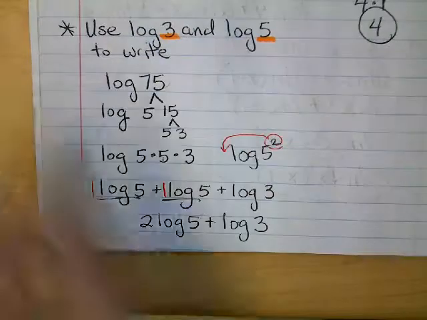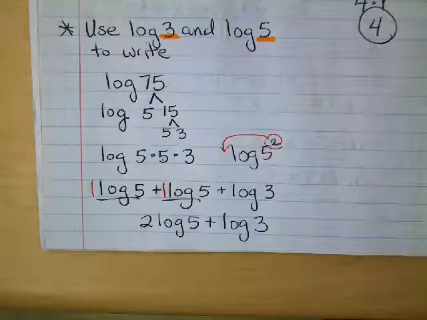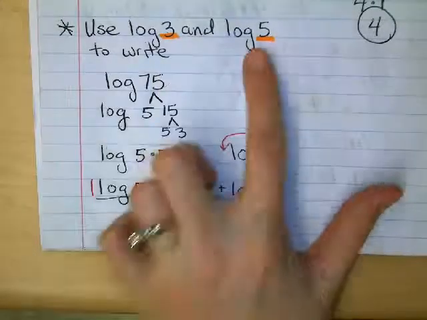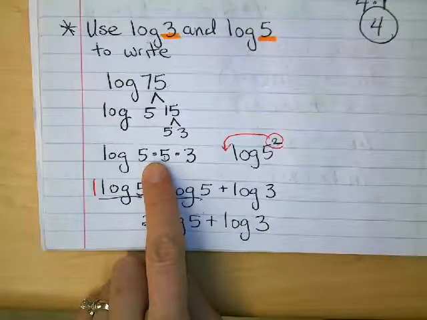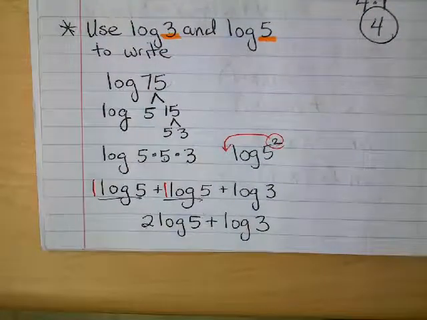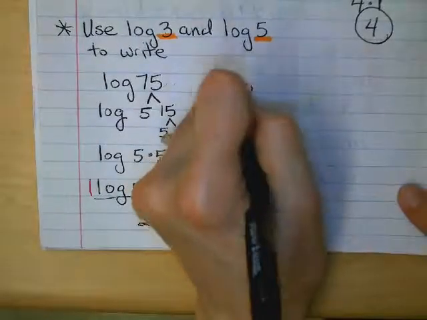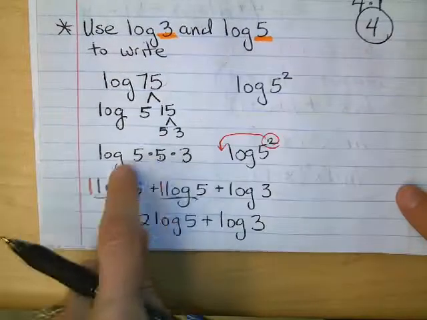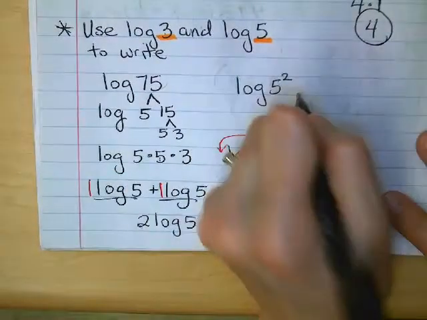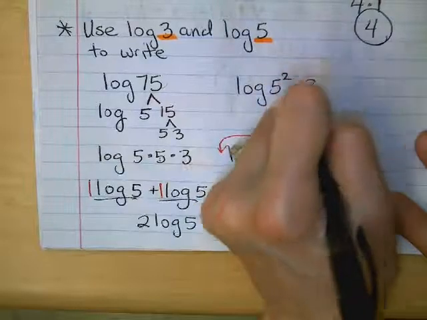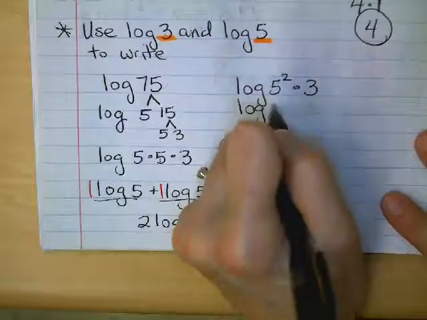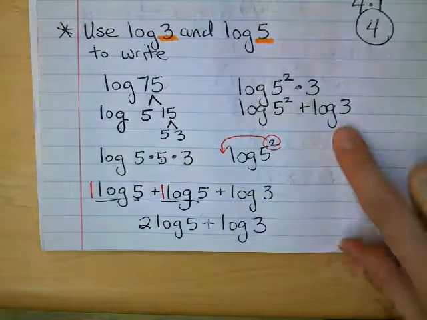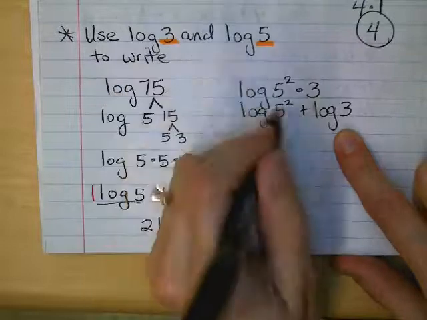Why didn't we use the 2 things they wanted us to use? We did. We used the log 5 and log 3. I could have written it log 5 squared. I'm using the 5 still though. I have 2 of those 5s, times a 3. So I'm using a log 5 squared plus a log 3. I'm using both. Yep, I'm using both. I don't know what she means.